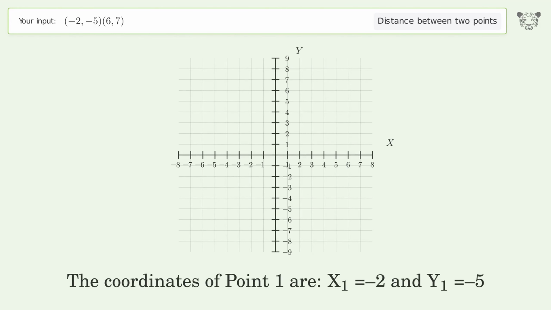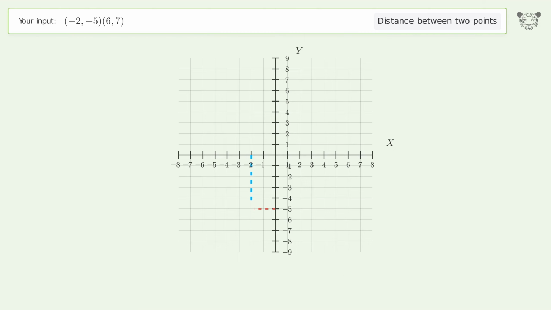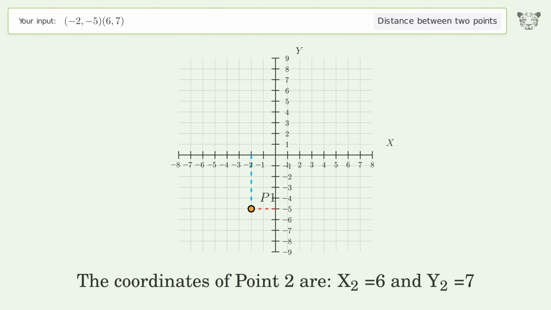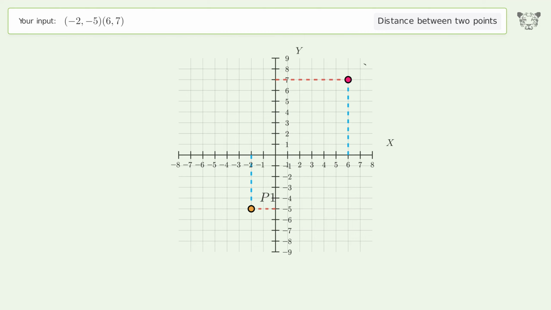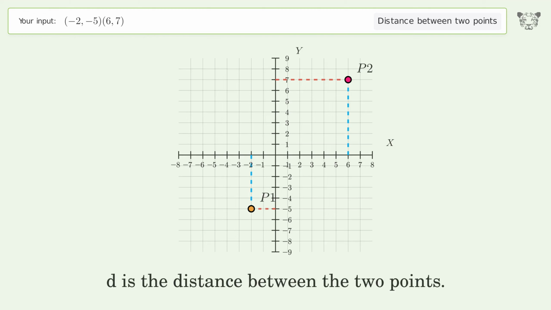The coordinates of point 1 are, x1 equals -2 and y1 equals -5. The coordinates of point 2 are, x2 equals 6 and y2 equals 7. D is the distance between the 2 points.